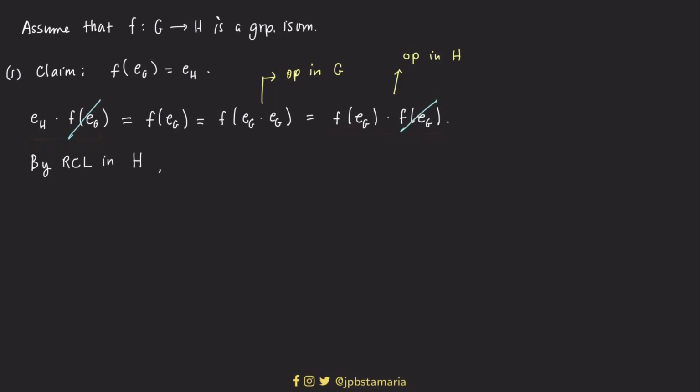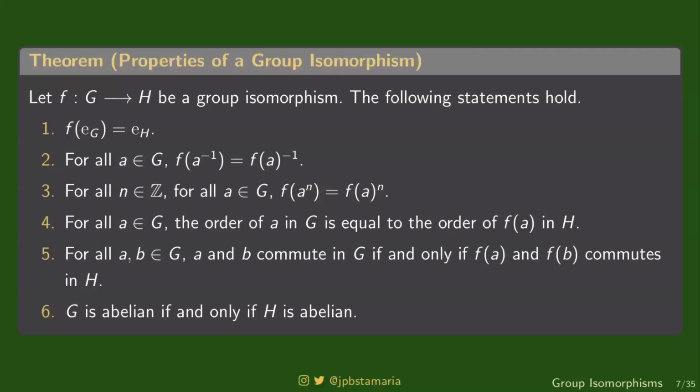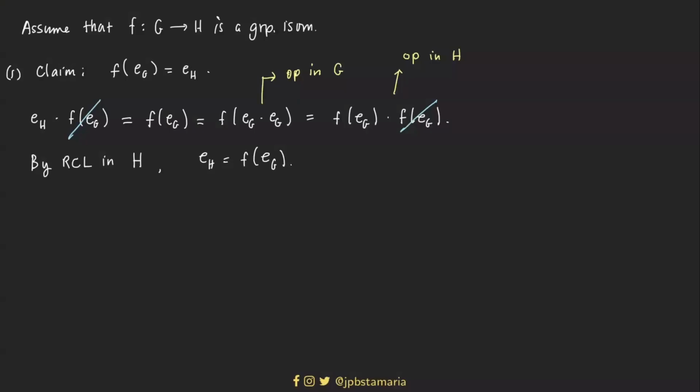Di ba? Pag kinancel ko yan, anong mangyayari? EH is F of EG, which is number 1. Yan yung gusto nating patunayan sa number 1. And we are done here. Nasundan nyo ba yung proof ng number 1?